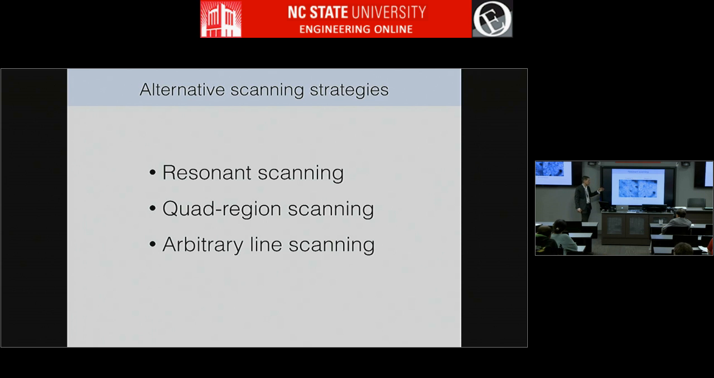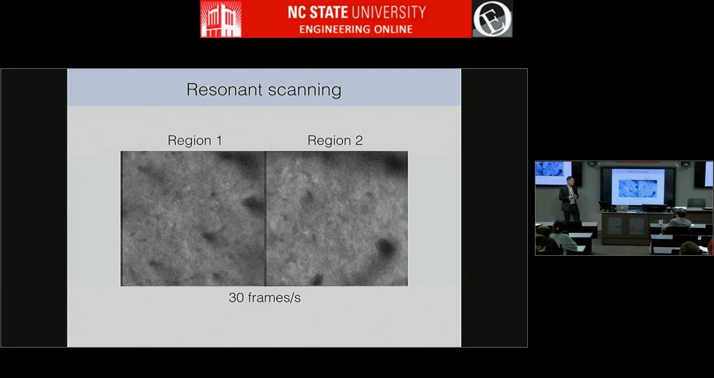So resonance scanning is basically replacing one of the galvanometer-based scanners with a resonance scanner, which oscillates at a fixed frequency. You can change the amplitude, but you can't change the phase or the frequency. But if you can adapt your imaging to that particular resonance scanner, then you can get about a 4-fold increase in frame rate for a given number of scan lines. So this is data that was taken at 30 frames per second. That's resonance scanning.